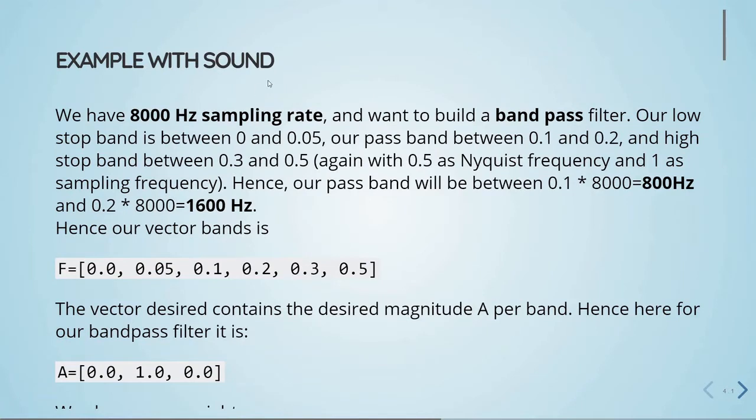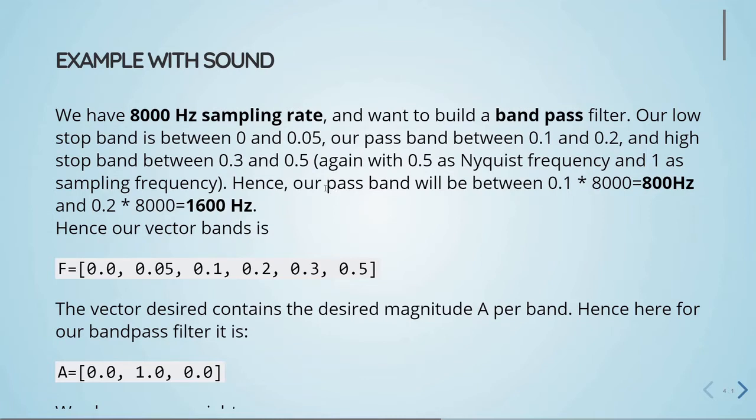Here's another example. This time we will listen to something, so we will have an example with sound. And in this example we have a sampling rate of 8 kilohertz, and we want to build a bandpass filter. So for this filter, our low stop band will be between 0 and 0.05, our pass band between 0.1 and 0.2, and our high stop band will be between 0.3 and 0.5. So here again we have 0.5 as the Nyquist frequency and 1 as the sampling frequency.